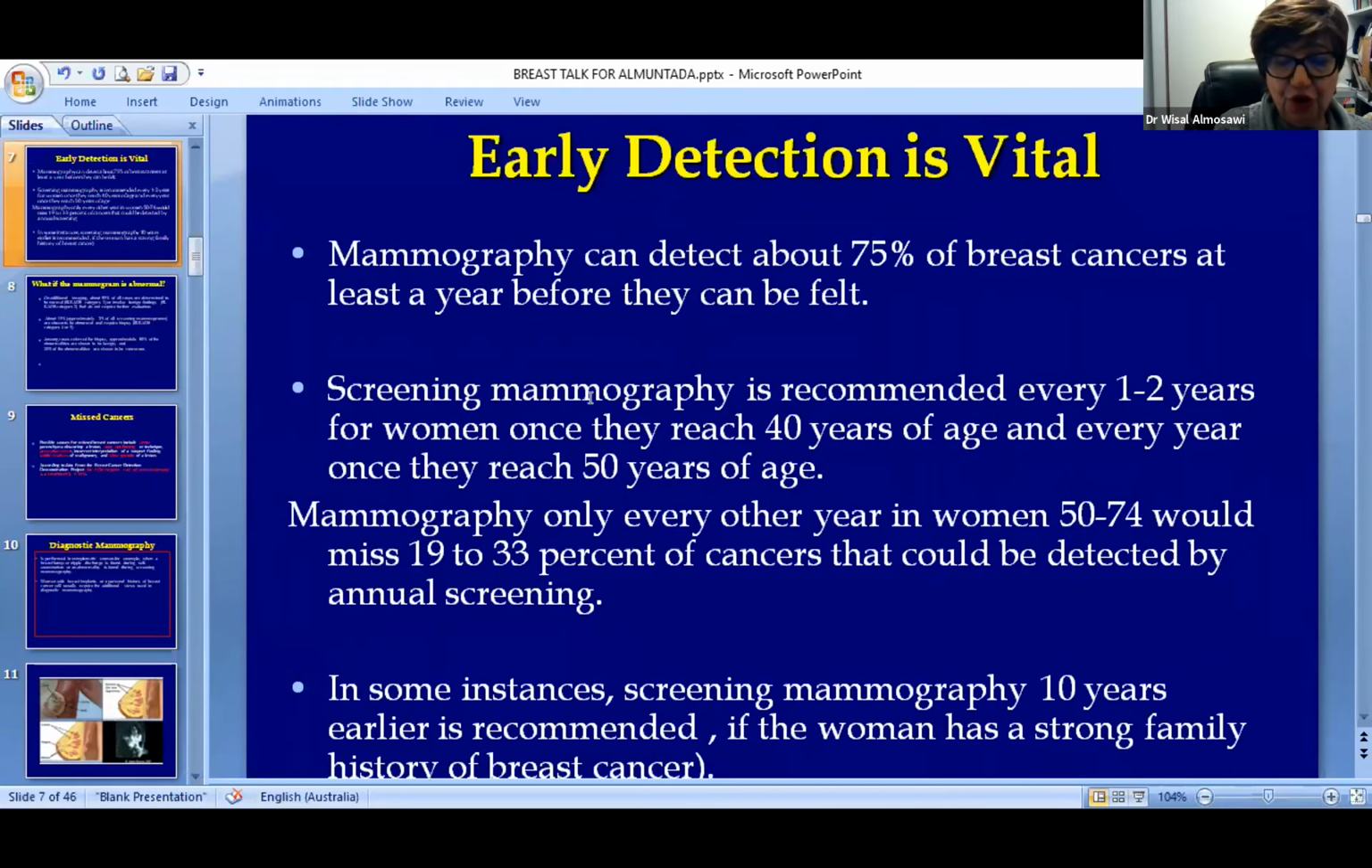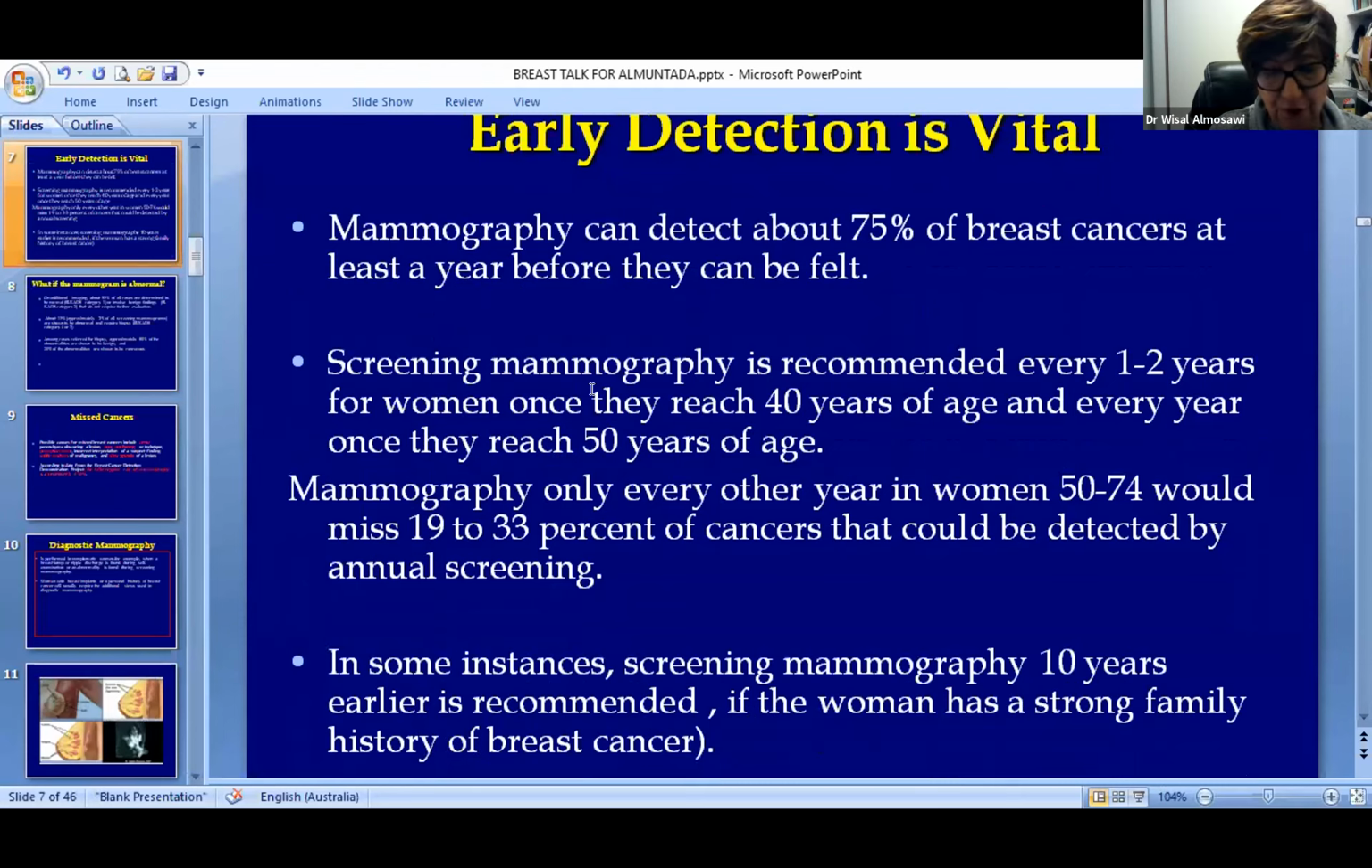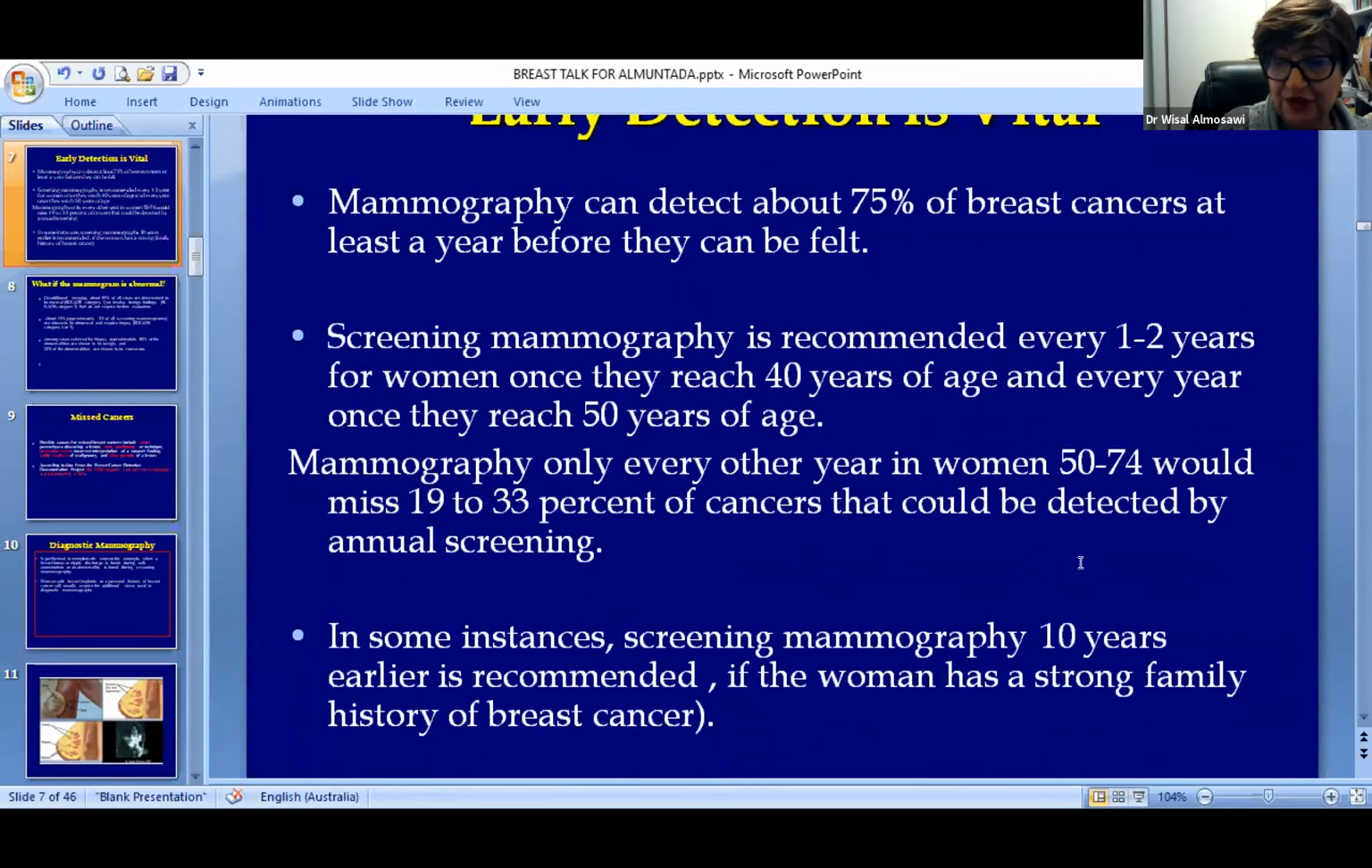Screening mammogram is recommended for patients over the age of 40. Usually here in Australia, we do it on a 2-yearly basis unless there is a high risk factor. But in America, for example, they do it on a yearly basis. And doing it yearly can detect cancers earlier, by 19 to 33%. So if we do our screening mammogram once every 2 years, we probably don't detect 19 to 33% of cancers. That's why it's very important to do the screening mammogram on a yearly basis, especially after the age of 50.